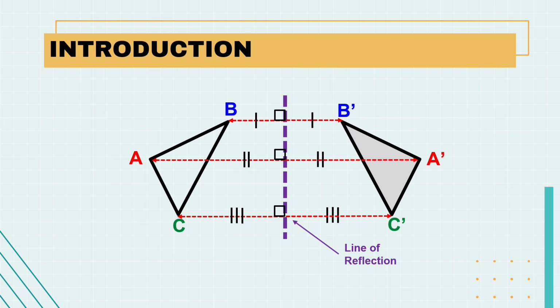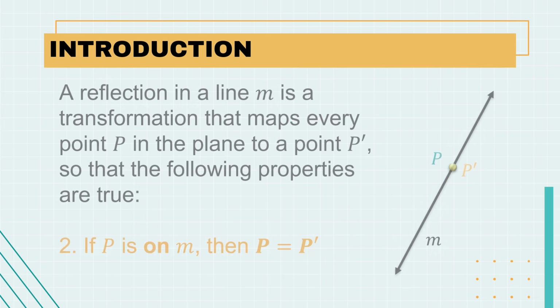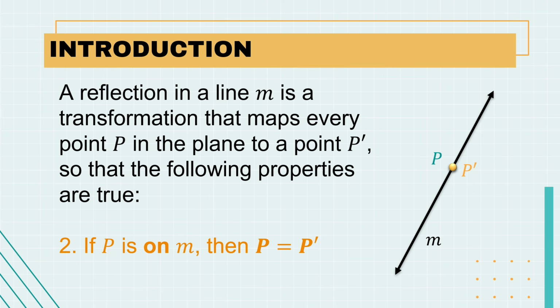Now let us look at the second property. If a point is on the line of reflection, then the point does not move. In symbols, the point and its image are the same. For example, if point P lies exactly on the line of reflection, then after reflection, P prime is still in the same location. This makes sense because kapag ang point ay nasa mismong mirror line, wala na siyang distance from the mirror. So wala siyang lilipatan sa kabilang side. So remember, if the point is away from the line, it moves to the opposite side. If the point is on the line, it stays in place.